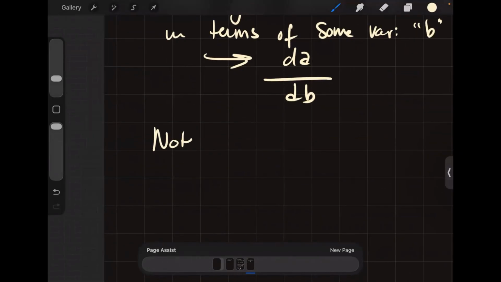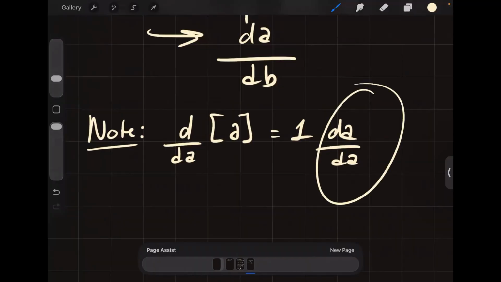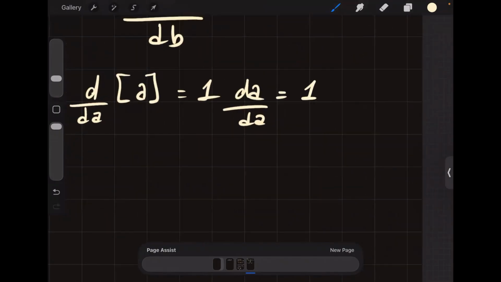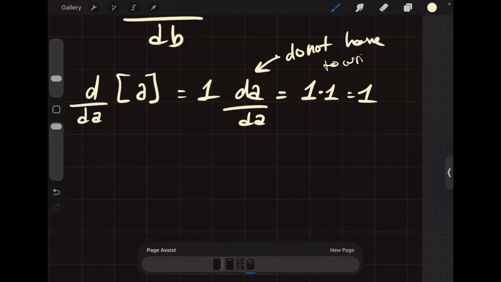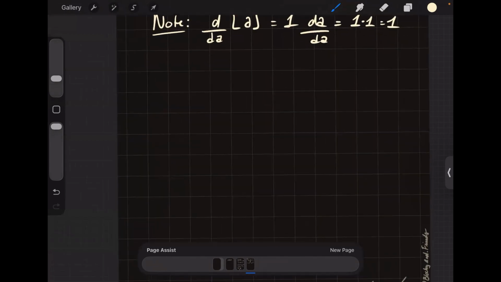And let's note, if you are deriving in terms of the variable A, you're gonna get dA/dA. This is saying the rate of change of A relative to the rate of change of A. That's like asking how many minutes pass per minute. Okay? That's equal to 1. 1 times 1 is equal to 1. So you do not have to write that. Okay? So let's do some examples.